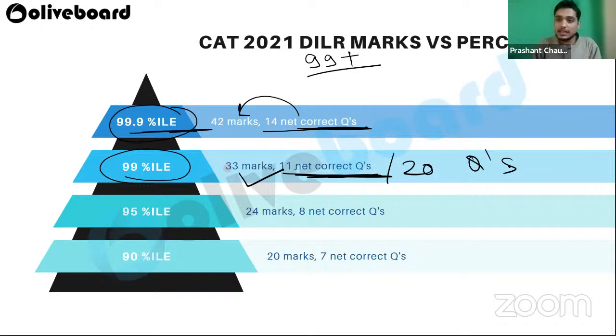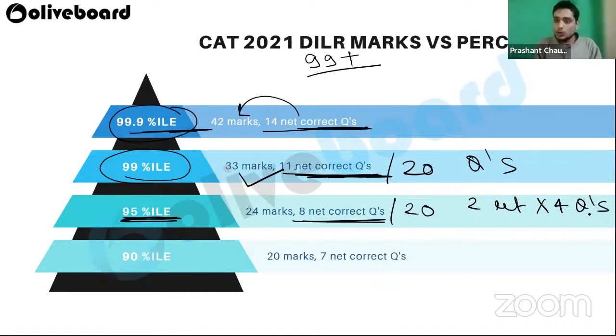If you study the whole year, if you study from one of the best faculty, then it is not at all tough, right? Now, if you want to get 95 percentile, just 8 net correct answers out of 20 will get you to 95 percentile. And 8 net correct questions means 2 easiest sets with 4 questions each. So 2 sets with 4 questions each will get you to 95 percentile, right?